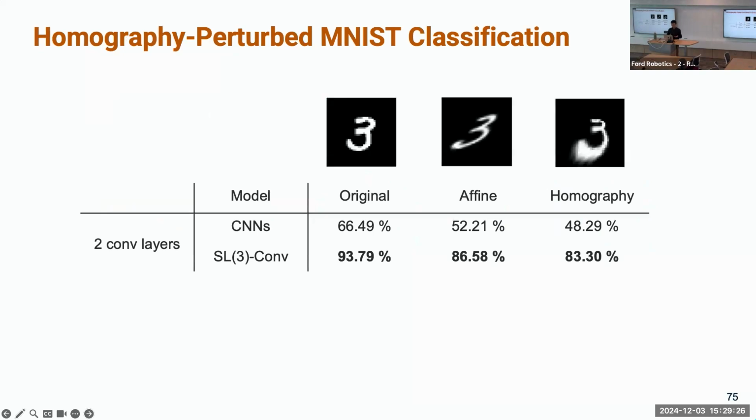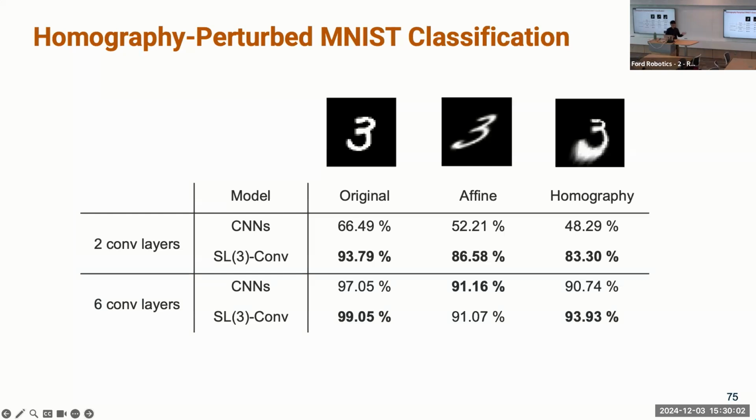We trained the neural network on the MNIST classification dataset. The MNIST dataset is a handwritten digit dataset where we want to classify from an image what the digit is. We train the network on the original image that is not perturbed by any transformations. Then we test it on affine transformations, which are parallel preserving transformations, and homography transformations, which are line preserving transformations. If we use two layers of convolution, we can see that our equivariant network has a better performance than CNN.